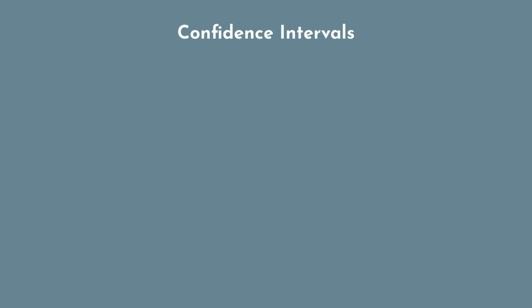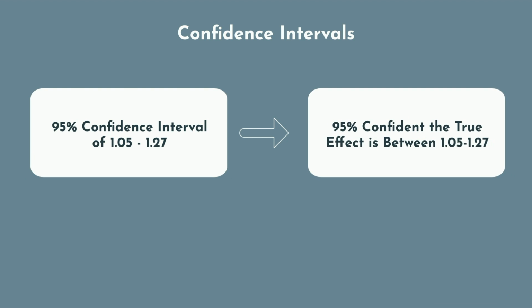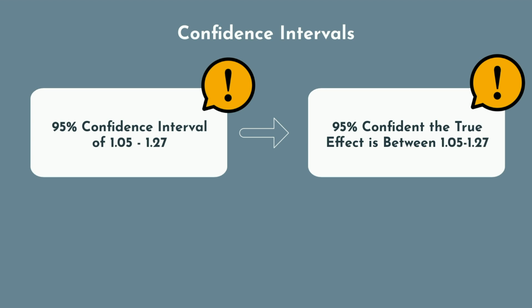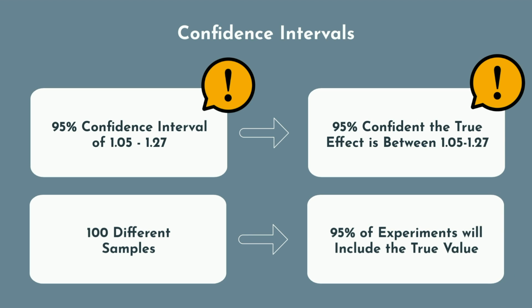Confidence intervals are commonly misunderstood. With a 95% confidence interval of 1.05 to 1.27, this does not mean that we are 95% confident that the true value is between those two numbers. Rather, if we were to take 100 different samples and compute a 95% confidence interval for each sample, then 95 out of the 100 confidence intervals would contain the true value. In other words, a 95% confidence interval states that 95% of experiments conducted in this exact manner will include the true value, but 5% will not.